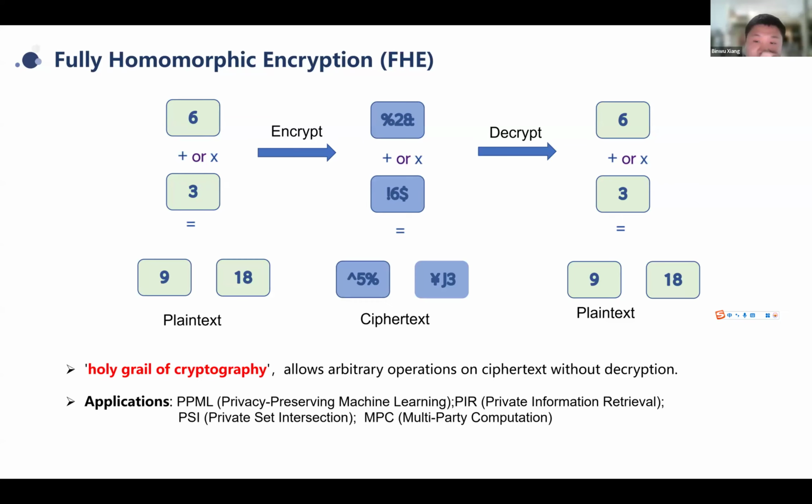First, let's review some basic definitions. FHE, as the holy grail of cryptography, allows arbitrary operations on ciphertext without decryption. As shown in the example above, consider the ciphertexts of two numbers, 6 and 3. When we perform addition and multiplication on these ciphertexts, we obtain results that, when decrypted, give us 9 and 18, equivalent to performing the same operations on the plaintext. FHE also has many applications, including PPML, PIR, PSI, and MPC.